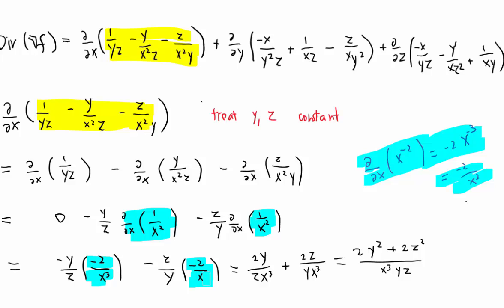Try to find the common denominator, which is x cubed yz. Then the numerator becomes 2y squared plus 2z squared, and the denominator is x cubed yz.